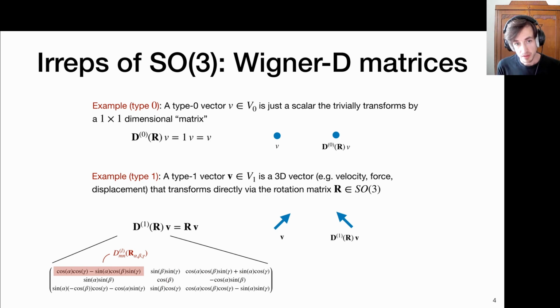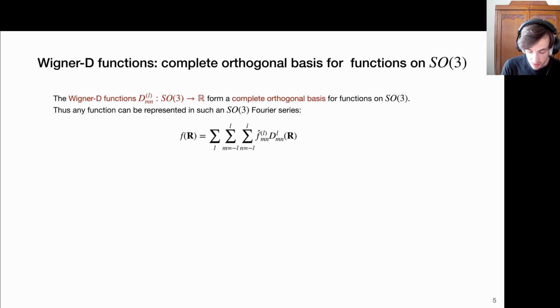And so it happens to be that all these functions in these irreducible representations are indeed orthogonal to each other, and they form a complete orthogonal basis for SO3, which really means that we can think of them as a Fourier basis for functions on SO3. So any function can thus be represented as a Fourier series, or as a weighted sum of these Wigner-D functions, weighted with some Fourier coefficient.